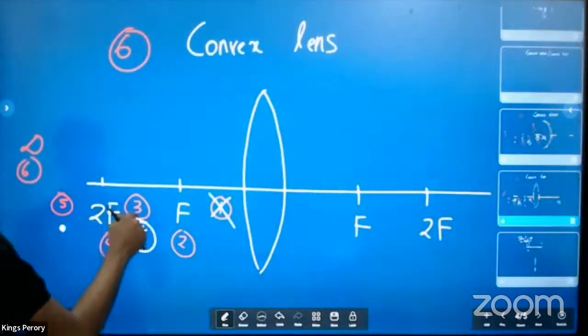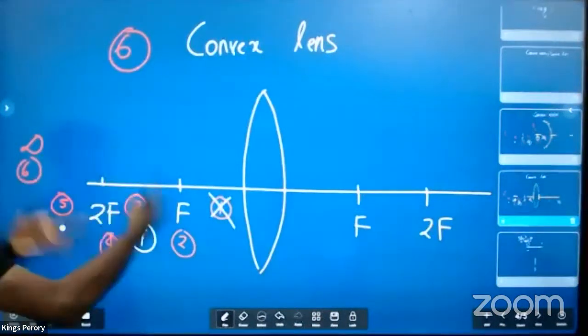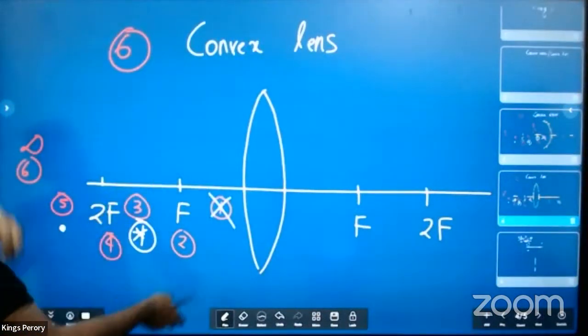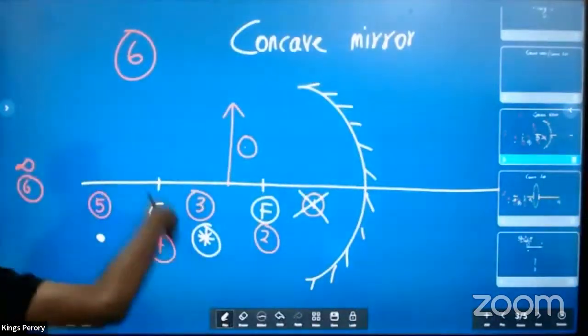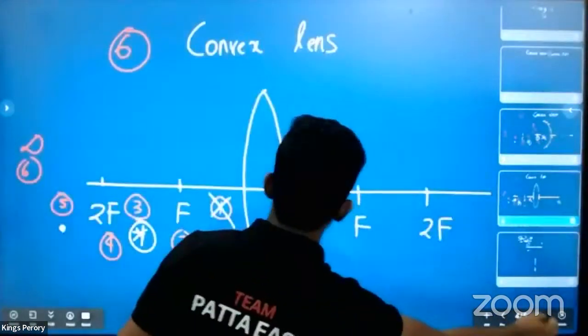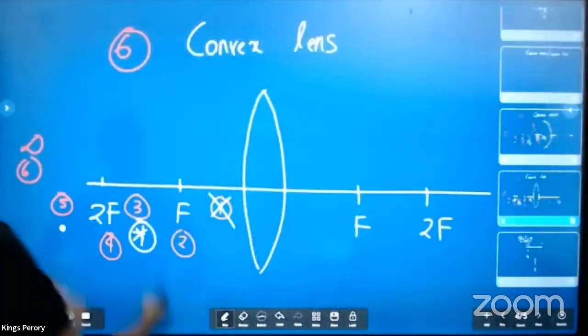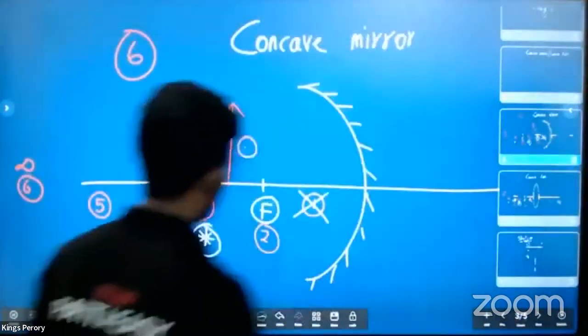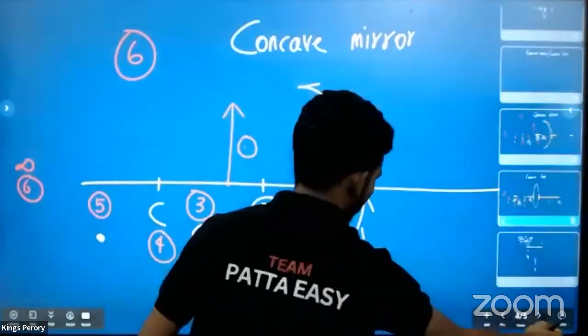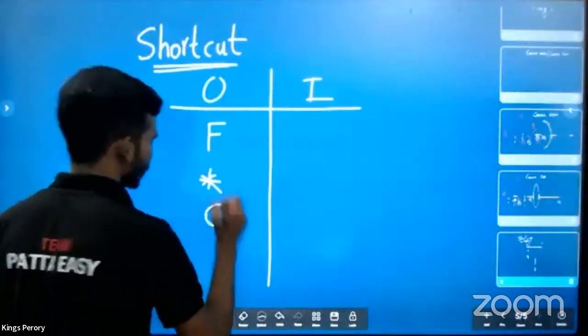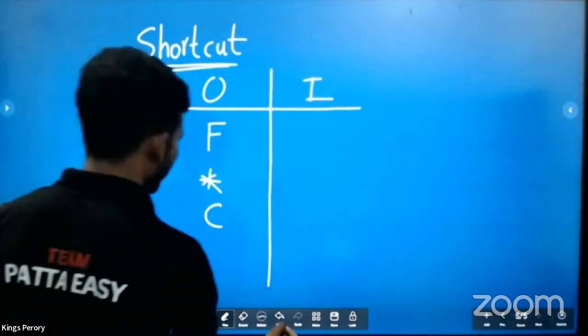After focal point, my next position is star. Star is in between F and 2F. In mirrors, that is in between F and C. So my second position here is star. After that, it is going to be in lenses 2F. In curved mirrors, it is center of curvature. I name it as center of curvature. No, we'll name it as 2F.